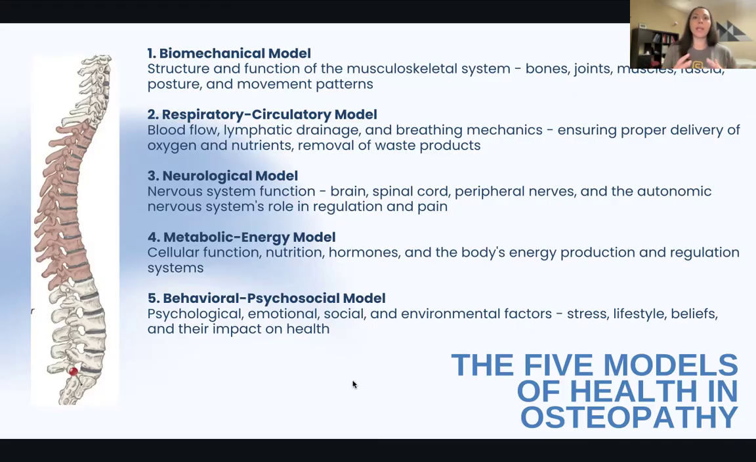How are you breathing? How are the ribs moving? How's the diaphragm moving? Where's the breath moving to? And that's always evolving. There's always more to learn with that, but that's essentially what we're looking at from that perspective. The neurological model, so we're looking at the nervous system function, brain, spinal cord, peripheral nerves, the autonomic nervous system's role in regulation and pain.